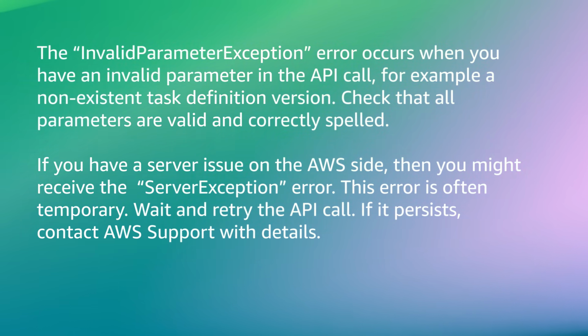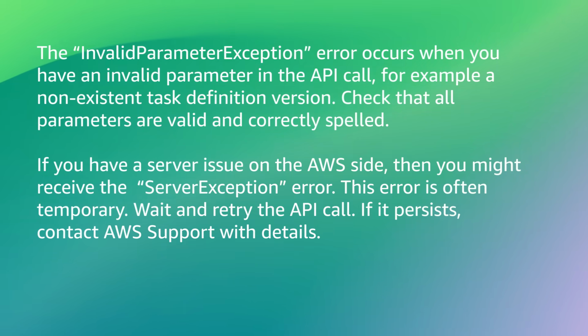If you have a server issue on the AWS side, then you might receive the server exception errors. This error is often temporary. Wait and retry the API call. If it persists, contact AWS support with details.